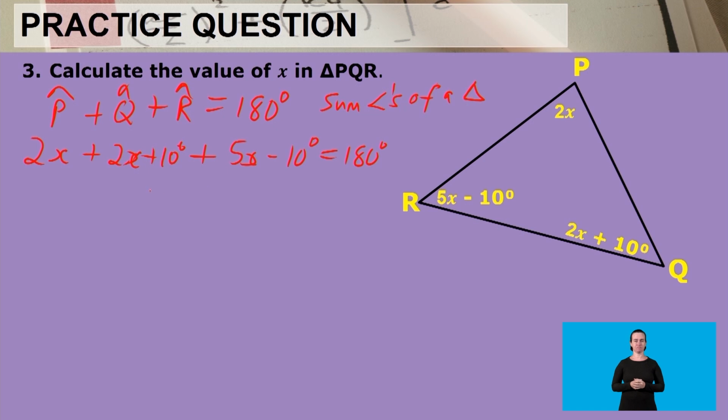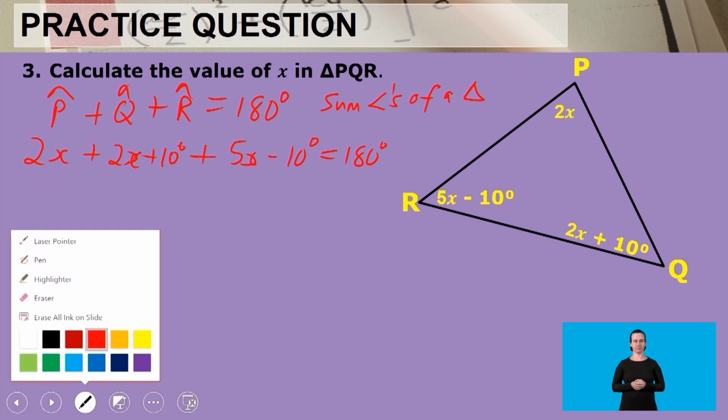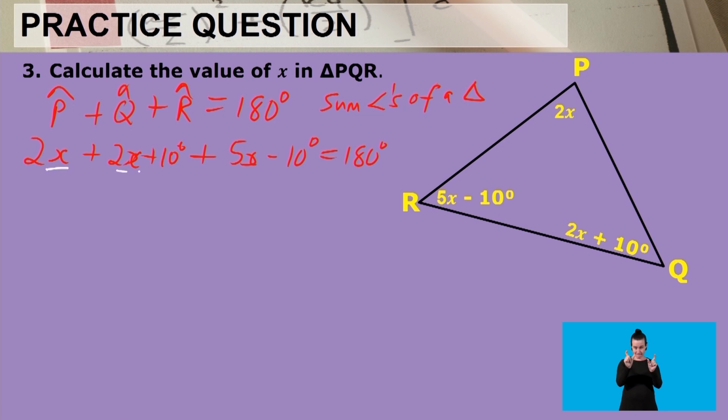All right, and therefore we add like terms, all the x's together. That gives us 2x plus 2x plus 5x is 9x. And then 10 degrees minus 10 degrees is 0. So we've got 9x equals 180 degrees. And then the multiplicative inverse of 9 is a ninth. Therefore, we divide by 9 on the left and divide by 9 on the right. And then x equals 20 degrees. So our value of x is 20. Let's look at the next question.